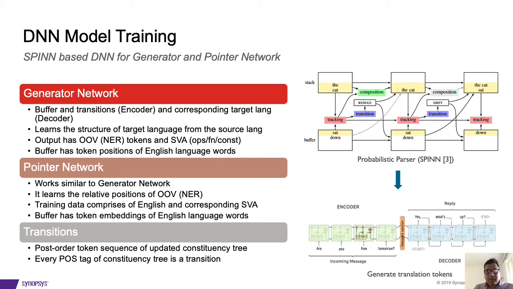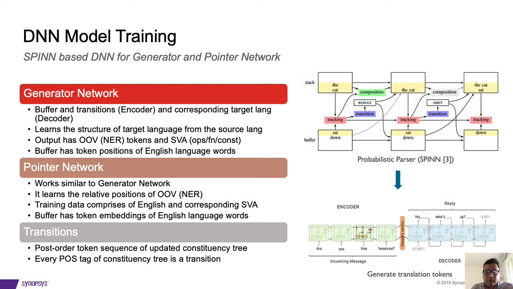The generator network takes buffers and transitions for the encoder and the corresponding target language for the decoder part. It learns the structure of the target language from the source language. The output of this network comprises two major things. One is the out-of-vocabulary NER tokens, and the other is the SystemVerilog assertion operators, functions, or constants from the decoder language. The buffers in the case of the generator network are the token positions of the English language words.